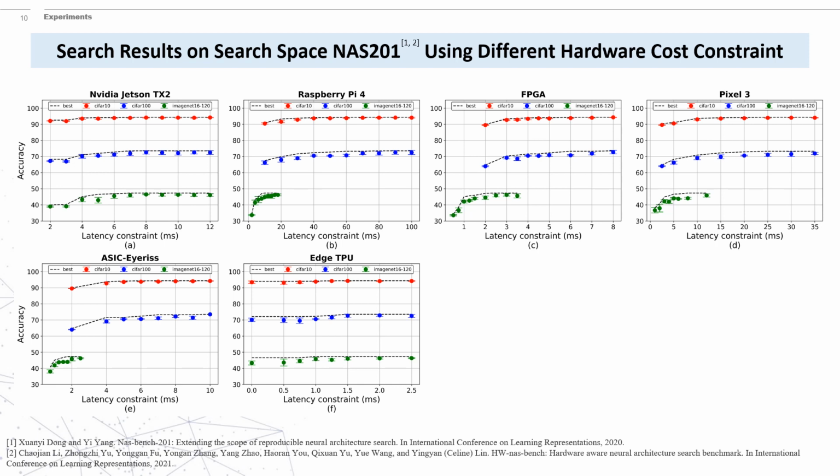Here we present the results of the architecture search for 6 different edge devices using hardware latency as the hardware cost metric. In each subfigure, we show the results of the architecture search under different hardware latency constraints for 3 different datasets, that is, CIFAR10, CIFAR100, and ImageNet16-120. From the figure, we can see that our proposed method is able to find the architecture closer to the best possible architecture, which is shown as the dashed line in each subfigure.